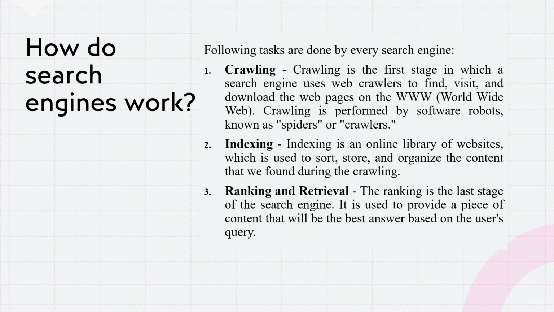The following tasks are done by every search engine. Crawling. Crawling is the first stage, in which a search engine uses web crawlers to find, visit, and download the web pages on the WWW, which is the World Wide Web. Crawling is performed by software robots such as spiders or crawlers. These robots are used to review the website content.